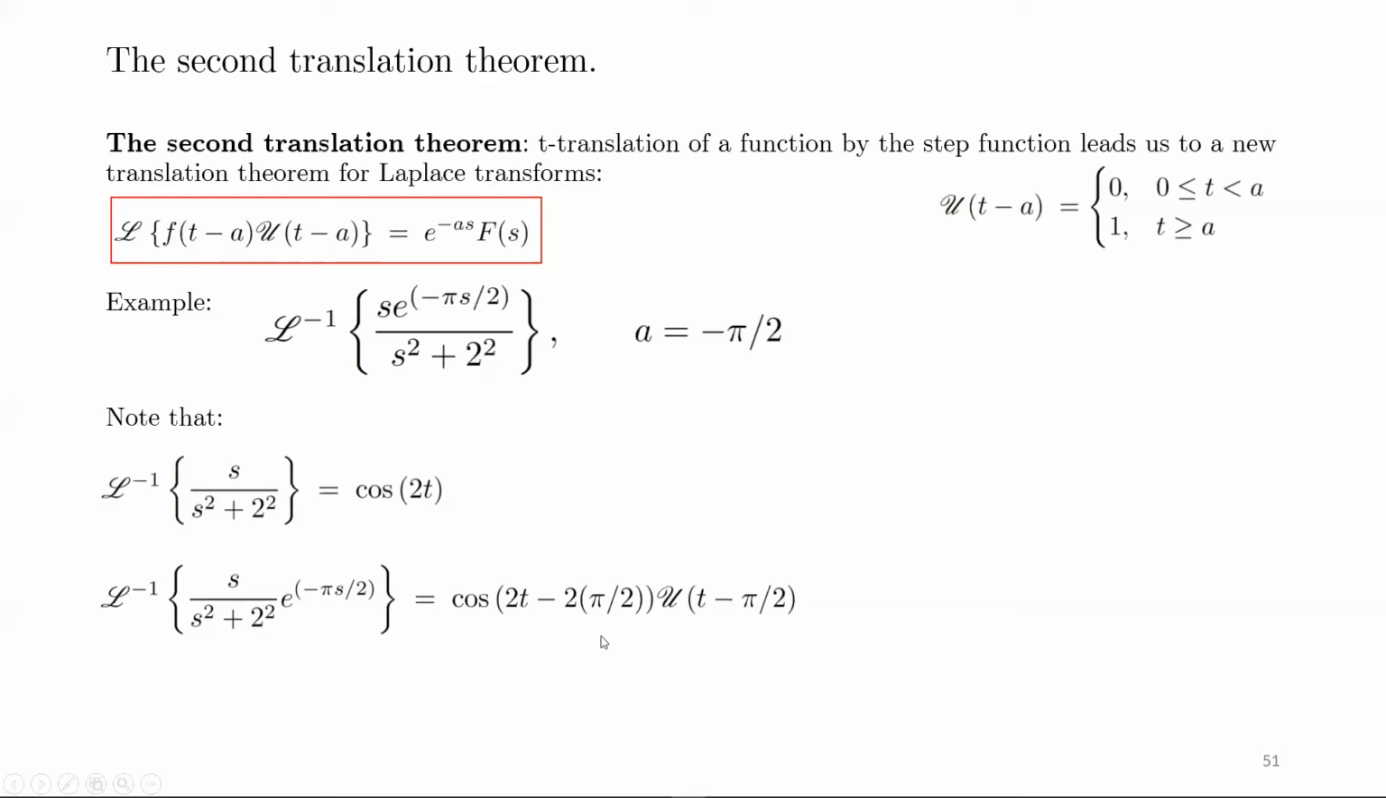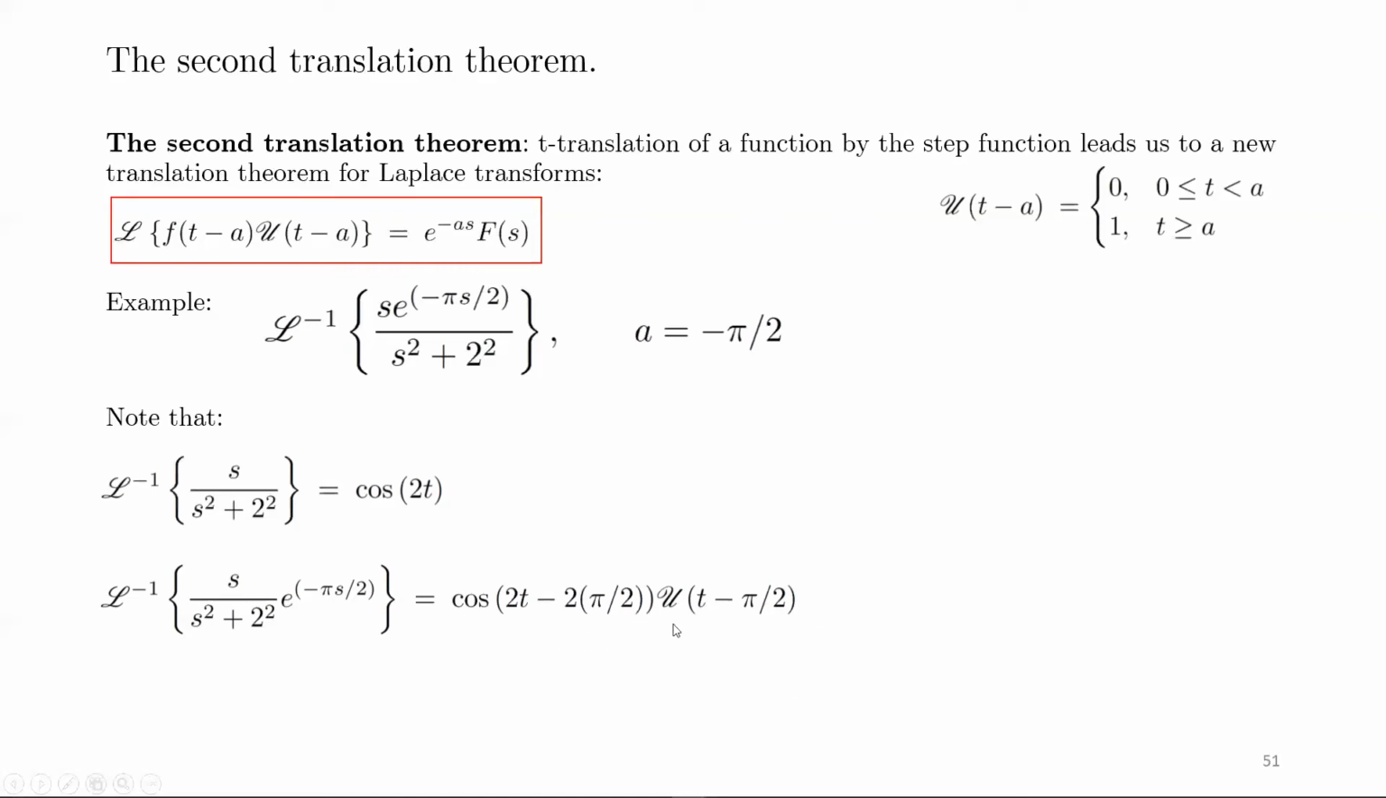Okay, so this should actually be a plus here. So I get cosine of 2t plus 2 times pi over 2, times the unit step function at this point here. In fact, a should be positive pi over 2. In the second translation theorem, it's exponential of minus as. So this a should be positive pi over 2. This is written correctly down the bottom here. A equals negative pi over 2 is the thing that's written incorrectly. It should be positive pi over 2.